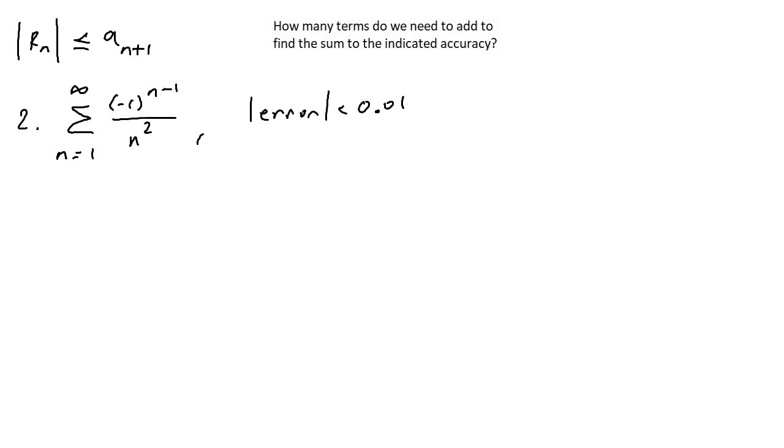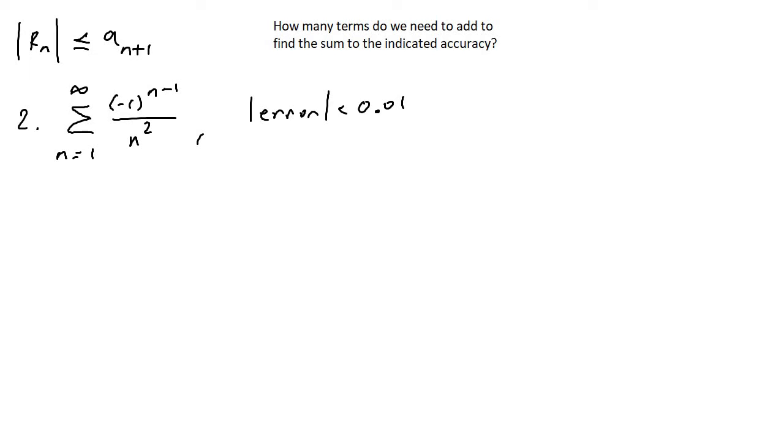So for number 2, we have to find how many terms we need to add in order to find the sum to the indicated accuracy. We're given the infinite series from 1 to infinity of an alternator, negative 1 to the n minus 1 over n squared, and the absolute value of the error must be less than 0.01, or 1 over 100. So the first thing we need to make sure is that the series converges.